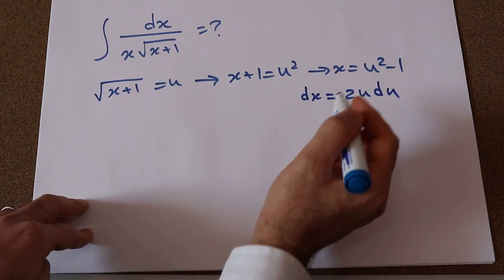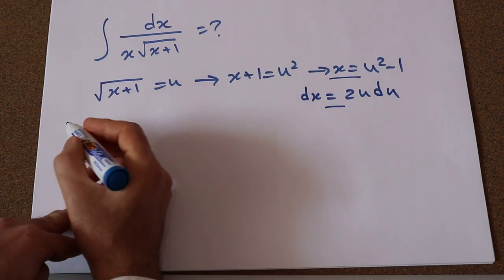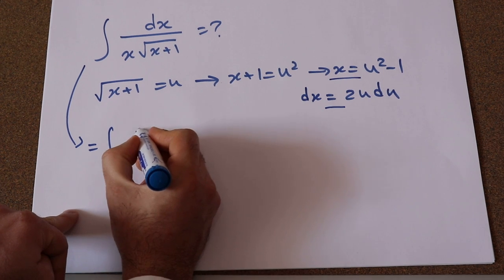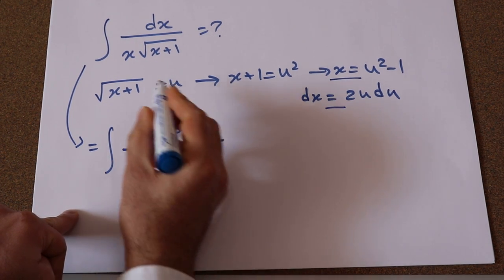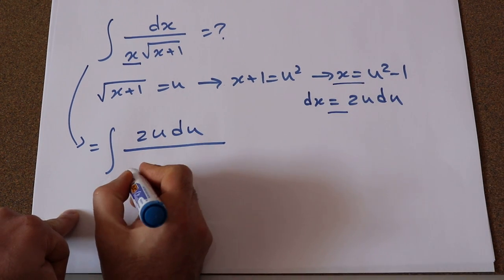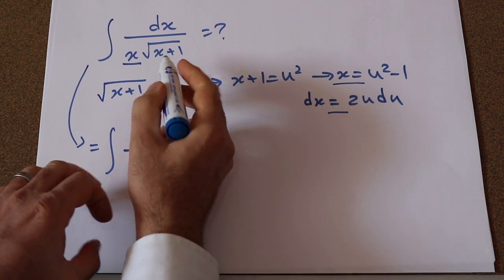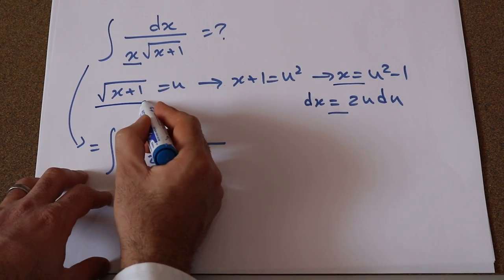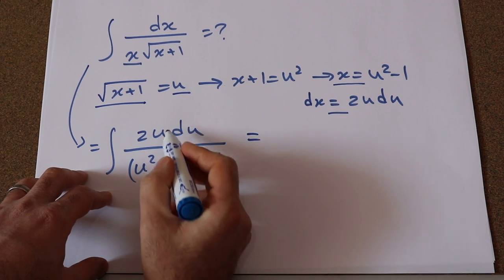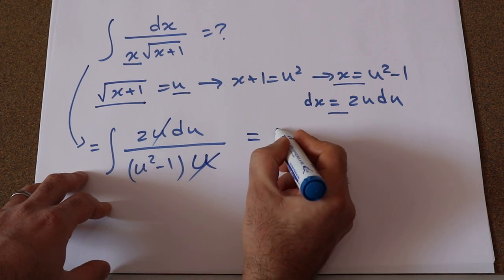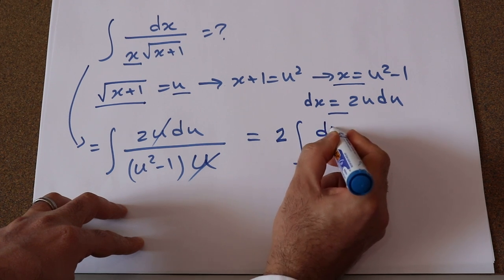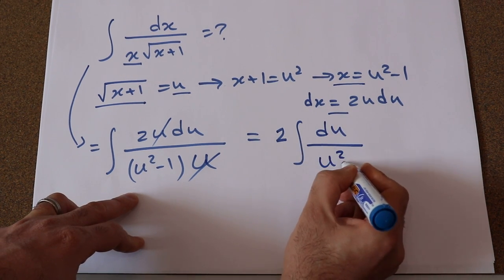All you need to do at this stage is to substitute these two expressions into this integral. Okay, therefore you can rewrite this integral as, instead of dx, I write 2u du. And instead of x, you have calculated the value of x here, that is equal to u² minus 1, times square root of x plus 1, and instead of square root of x plus 1, I can simply write u here. Okay, and so this u is cancelled by this one, 2 is a constant here, so I can take it out of the integral. This will be equal to 2 times the integral of du divided by u² minus 1.